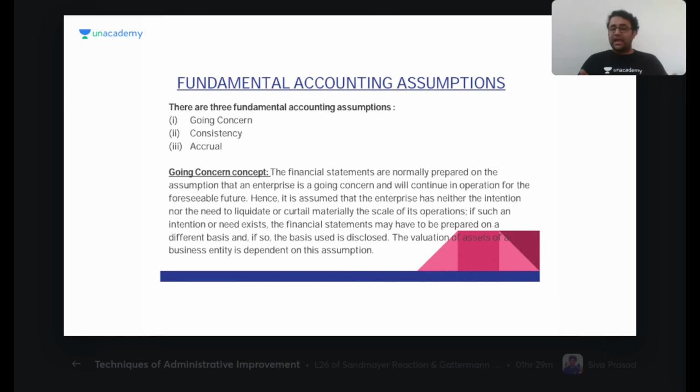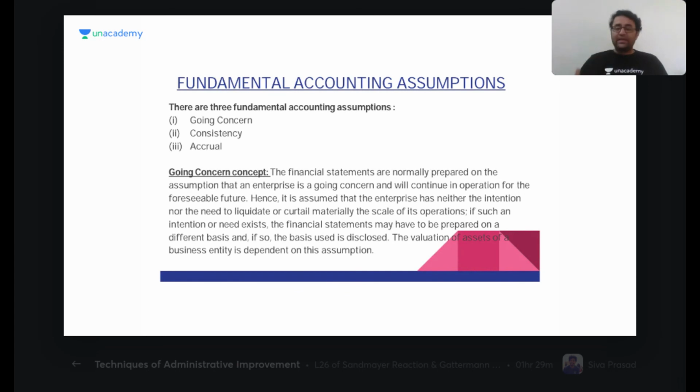So, this 10,000 rupees, 5 lakh minus 4 lakh 90, is the loss in the value of an asset due to passage of time, obsolescence, or for any other reason. Similarly, all assets except land undergo depreciation. Land cannot be depreciated, and normally the value of land only appreciates.